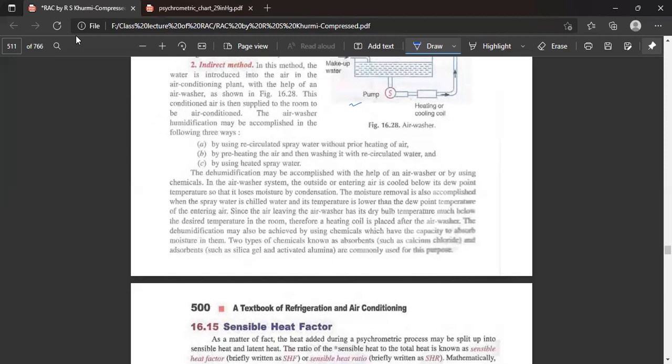The dehumidification can be accomplished with the help of an air washer or by using some chemical. In the air washer system, the outside or entering air is cooled below its dew point so that it loses moisture by condensation. The moisture removal is also accomplished when the spray water is chilled and its temperature is lower than the dew point temperature. Since the air leaving the air washer has its dry-bulb temperature much lower than the desired temperature, a heating coil is placed after the air washer. Dehumidification is also achieved by using chemicals. Two types of chemicals, known as absorbents and adsorbents, are commonly used for this purpose.